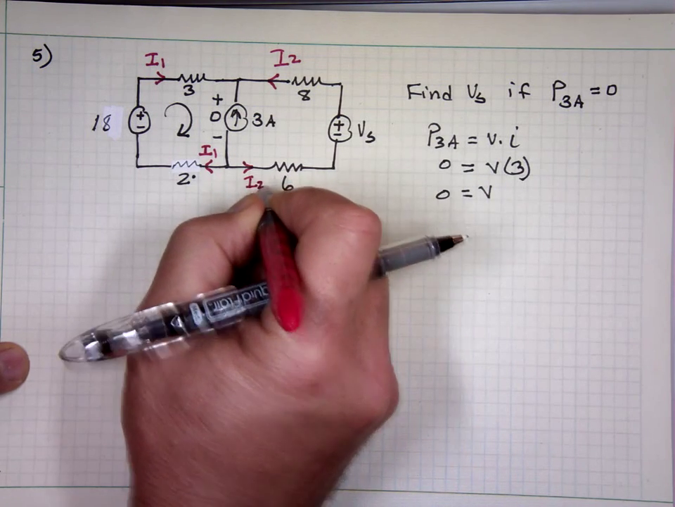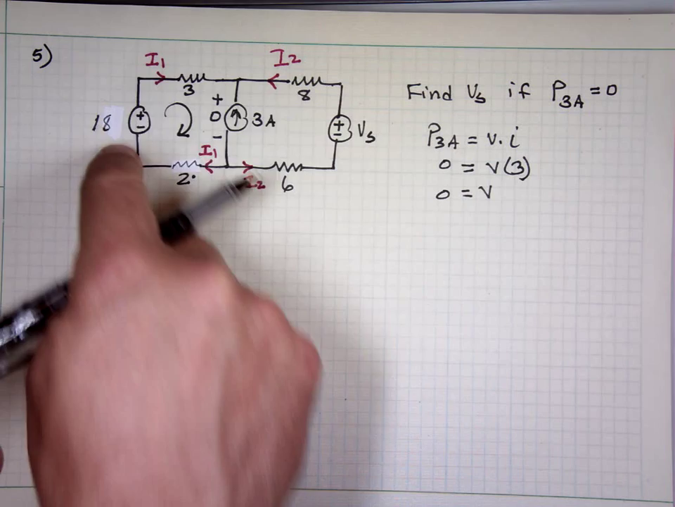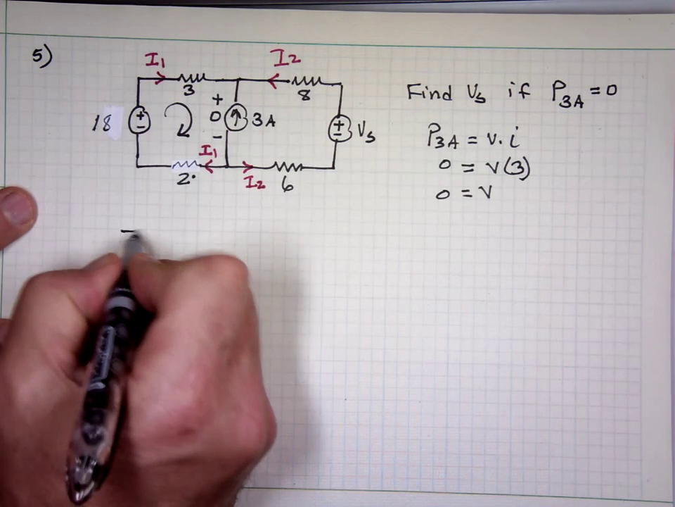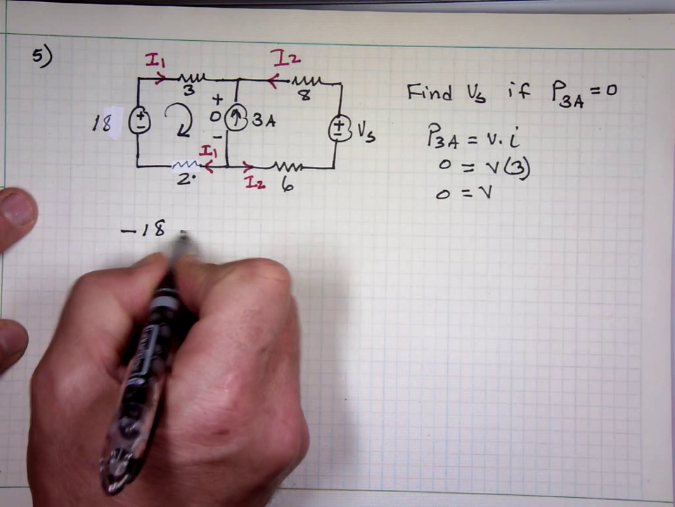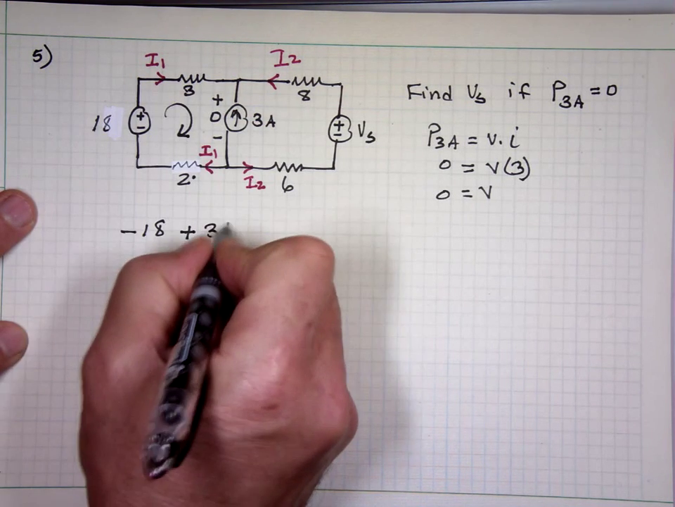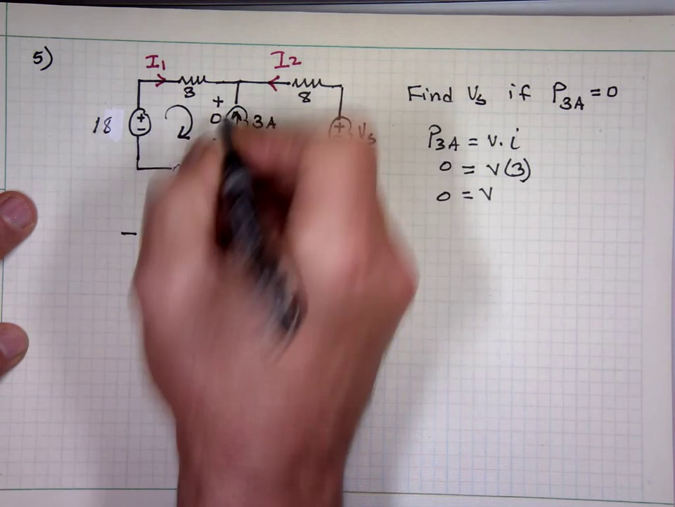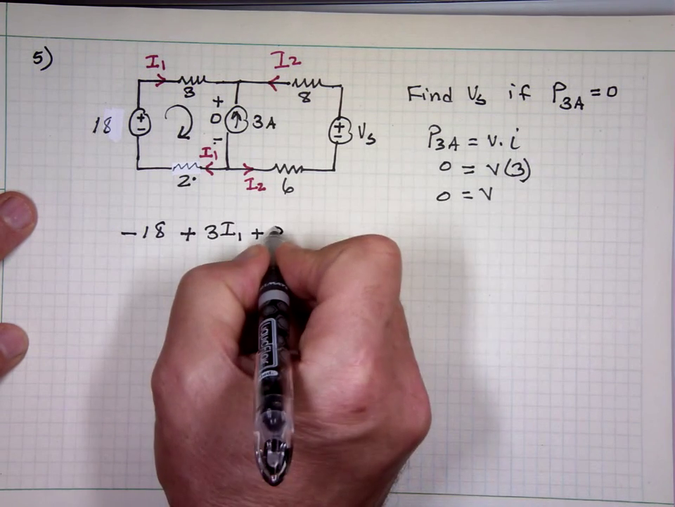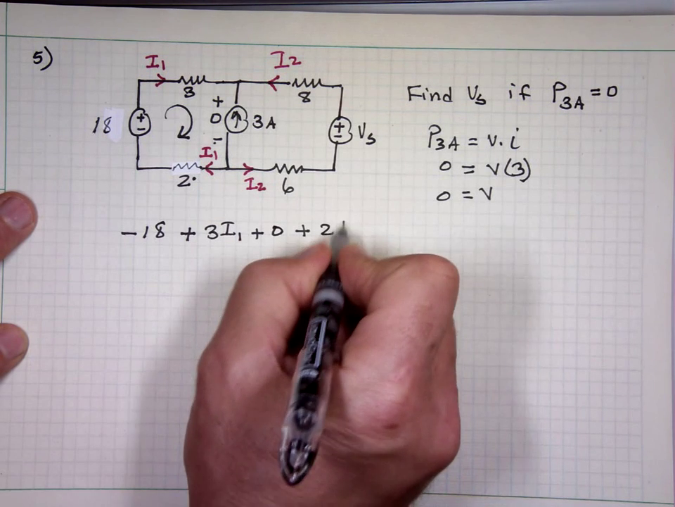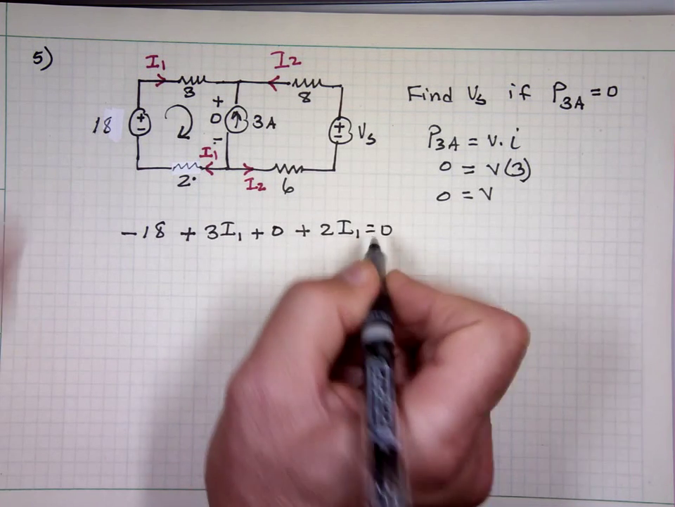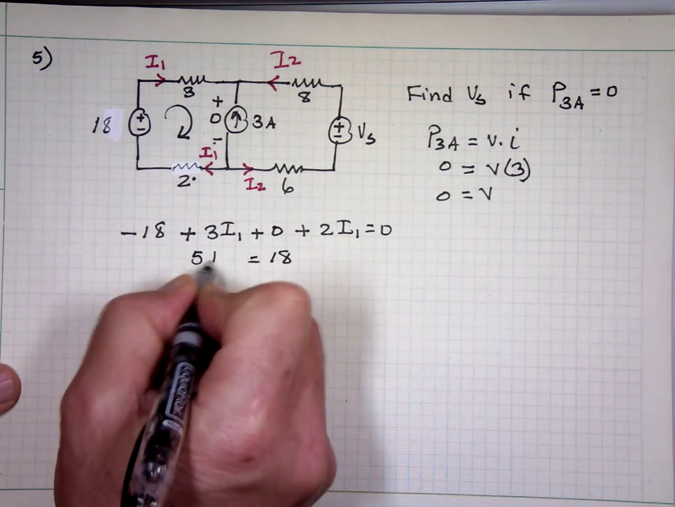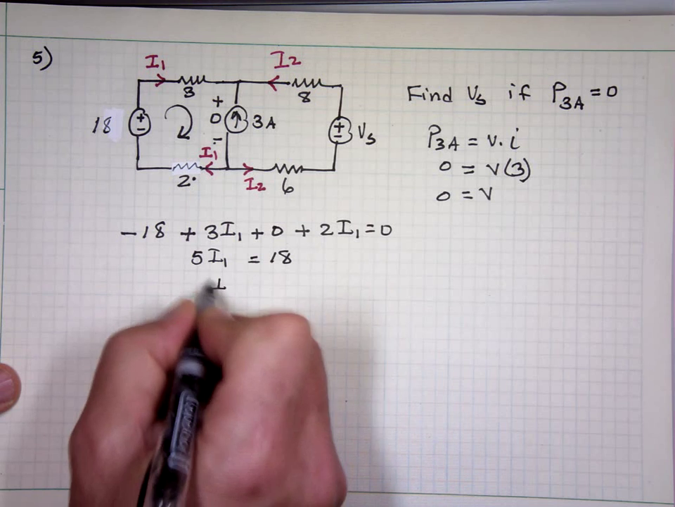So let's do a KVL right here. Minus 18 plus 3 times I sub 1 plus the voltage drop here, which is 0. Notice I'm going this way. That's plus 2 I sub 1 is equal to 0. 18 equals 5 I sub 1. What's I sub 1 equal to? 3.6 amp.